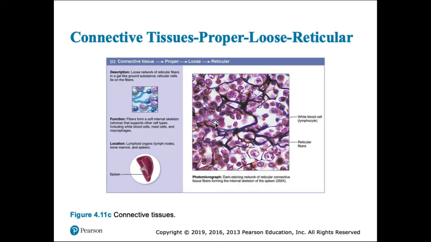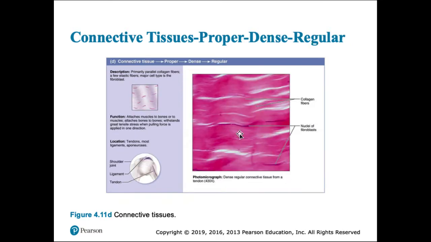Okay, this is reticular. Reticular, you can kind of see under that electron microscope, found in organs like the lymph nodes, the bone marrow, the spleen. Basically helps form a soft internal skeleton and sort of supports other cell types like blood cells and mast cells and macrophages and things like that.